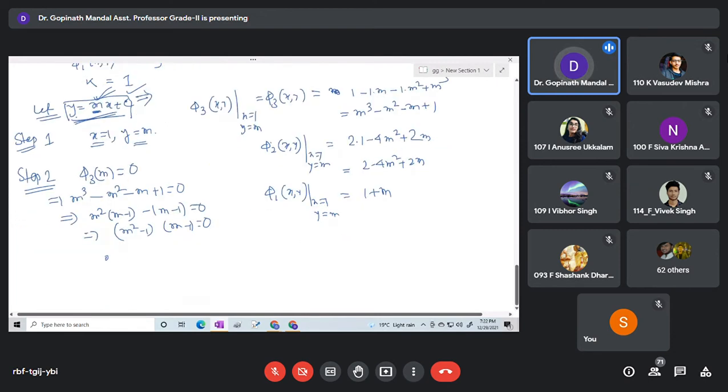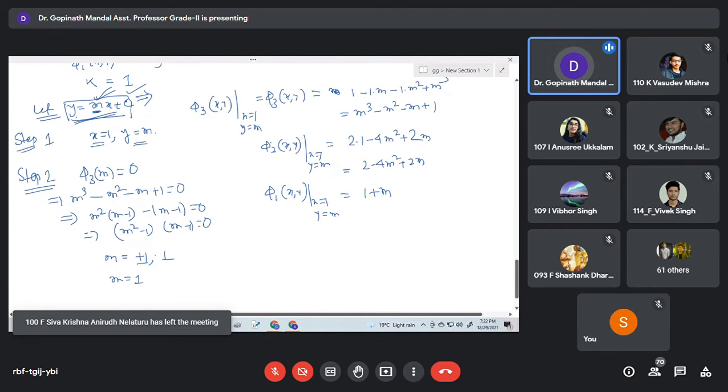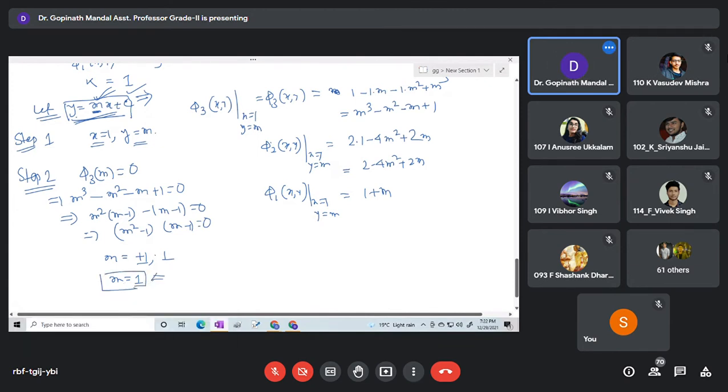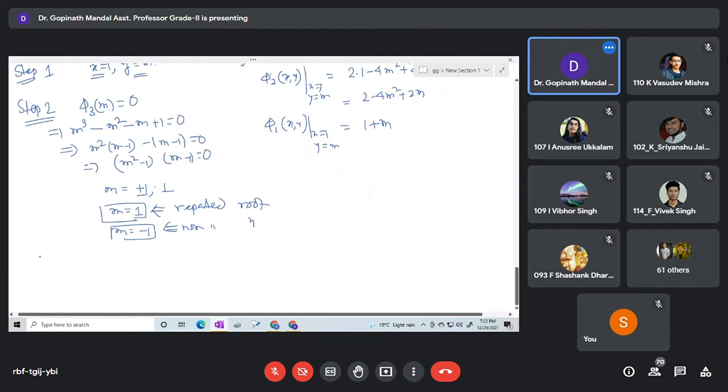So the m values are plus 1 and minus 1. So m equal to 1 is a repeated root and m equal to minus 1 is a non-repeated root. So first we consider non-repeated roots.